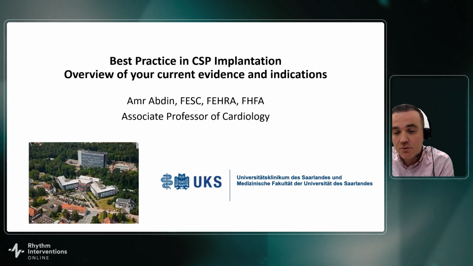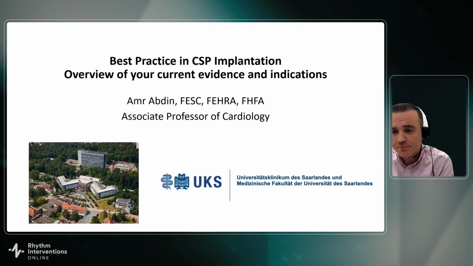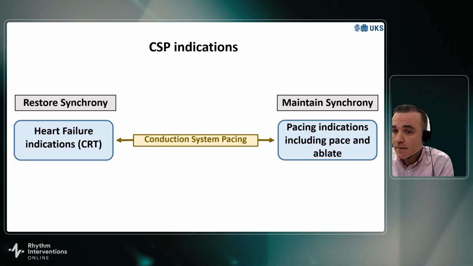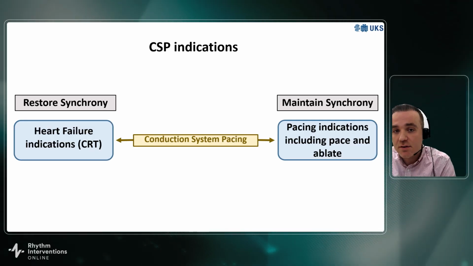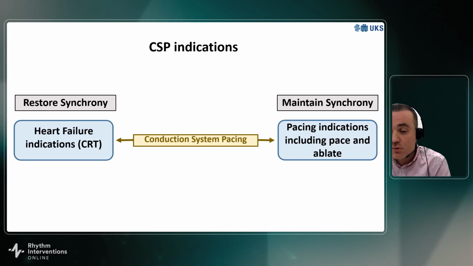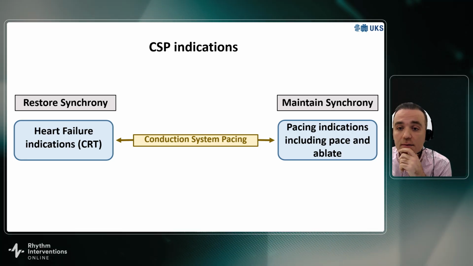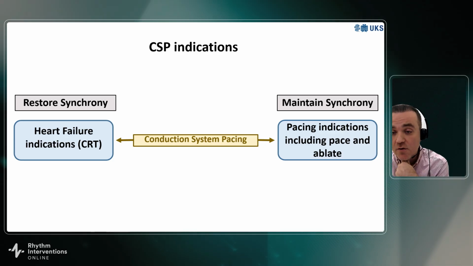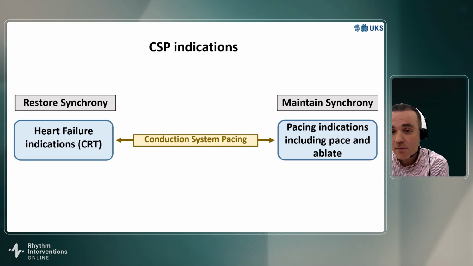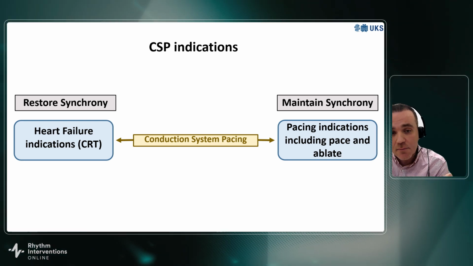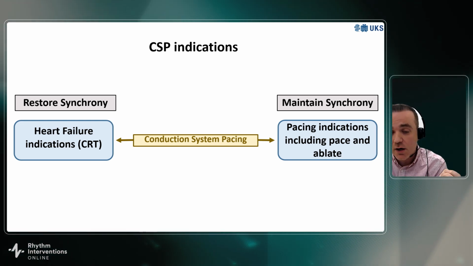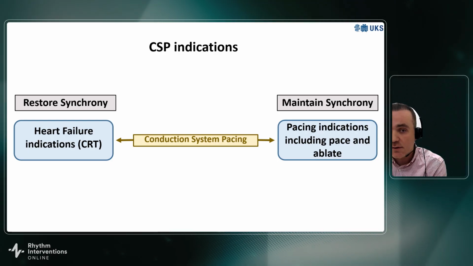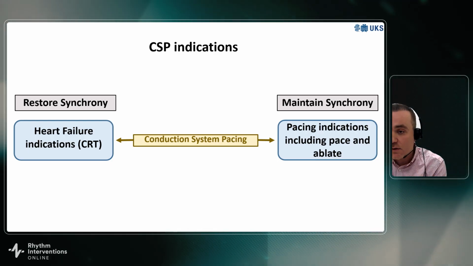It's my great pleasure to be with you today and to talk on conduction system pacing. I'm going to start talking about the indication and the current evidence. So talking about CSP indications, we are mainly talking about two main indications. The first one is the pacing indication. So we are talking about patients who have bradycardia or AV block and need a pacemaker. The aim here is to maintain synchrony. The second main indication is the heart failure indication. So we are talking about patients with heart failure, with bundle branch block, and the aim is to restore synchrony, so to the cardiac resynchronization therapy.